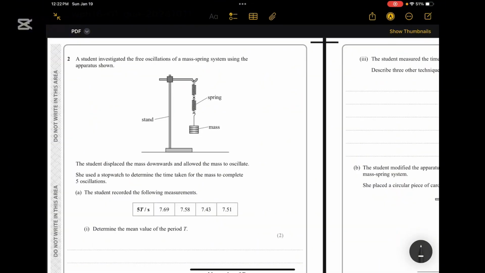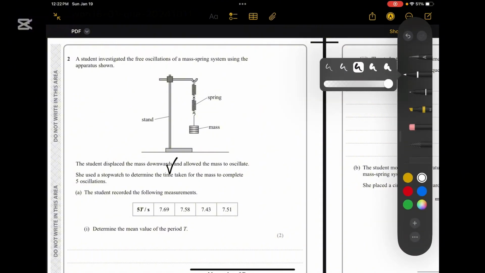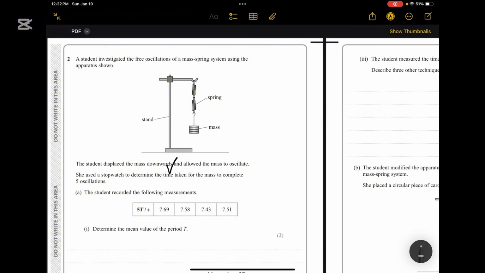Okay, so moving on to question number 3. A student investigated the free oscillations of a mass spring system using the apparatus shown. The student placed the mass downwards and allowed the mass to oscillate. She used a stopwatch to determine the time taken for the mass to complete 5 oscillations. These are the 5 oscillation times.